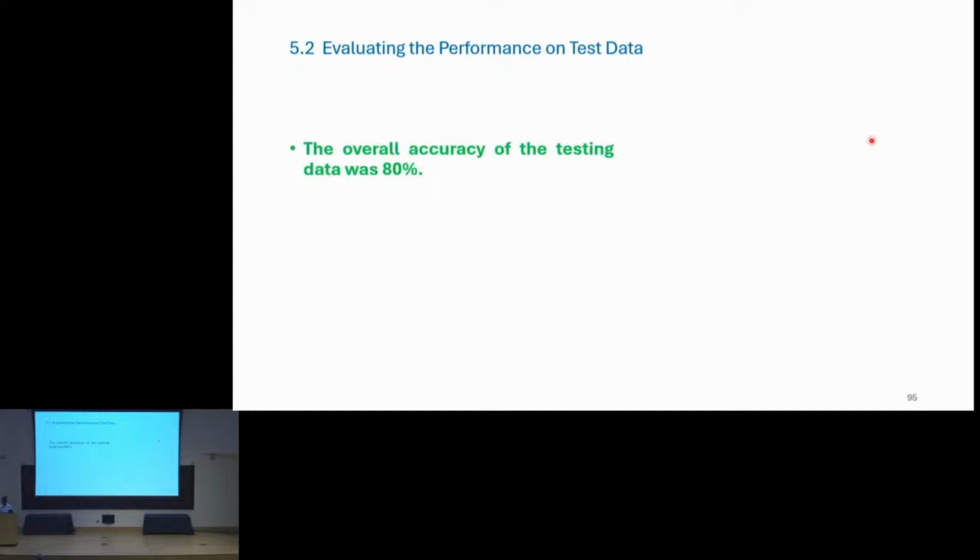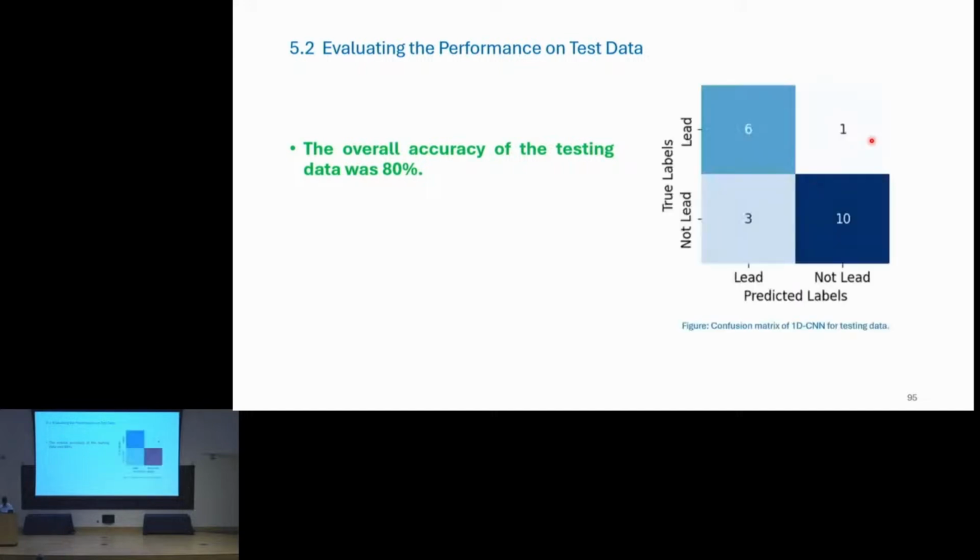Okay. So using this evaluation criteria, we performed the evaluation on our test data, and using this approach, we got 80% accuracy on the test data. And if you look at this confusion matrix, we got 6 out of 7 lead cases correct, and 10 out of 13 not-lead cases correct.